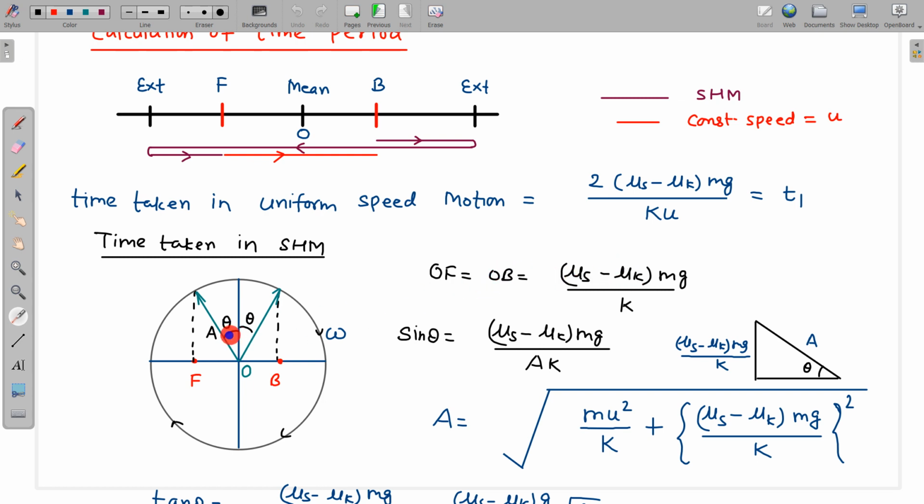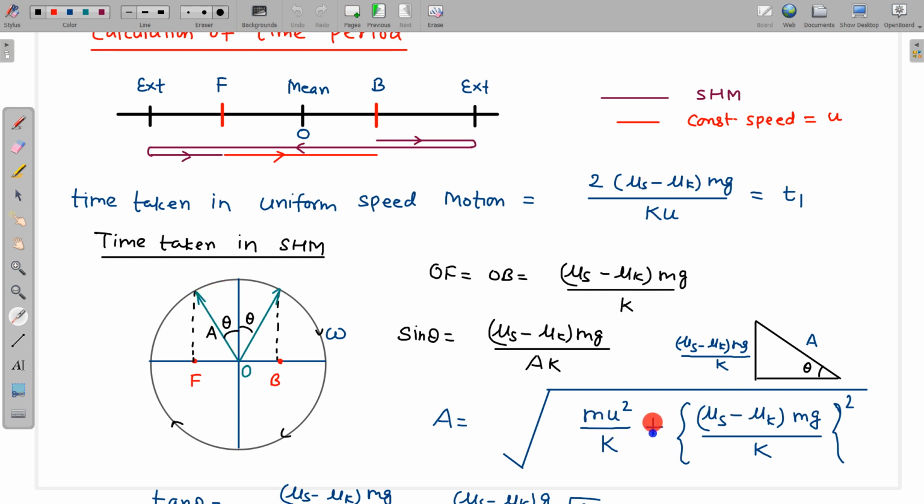So I can find sine theta, and theta is equal to omega t, and from theta equal to omega t I can find the time. Here the angle is 2 theta, so 2 theta is equal to omega t, and that will give me this time. I will subtract this time from the complete simple harmonic motion. Sine theta you can calculate from this diagram: it is OF divided by the amplitude A.